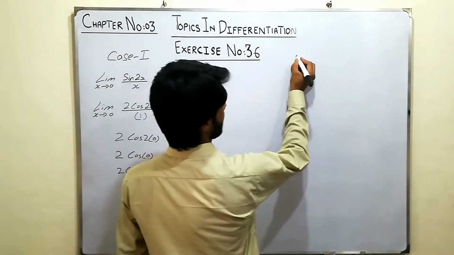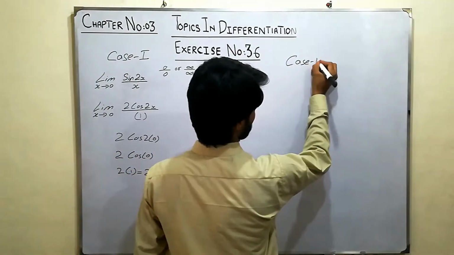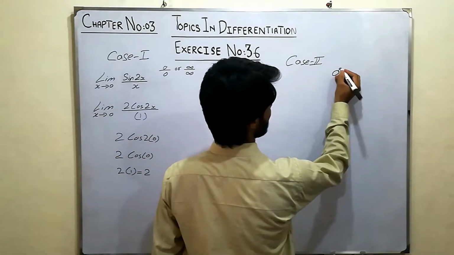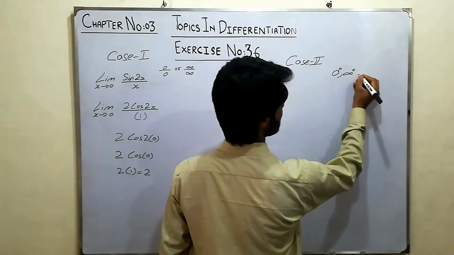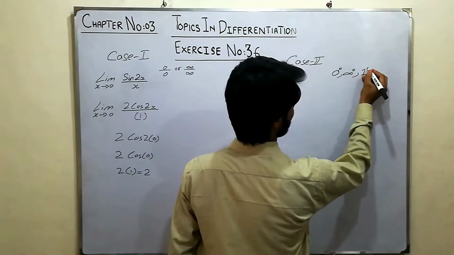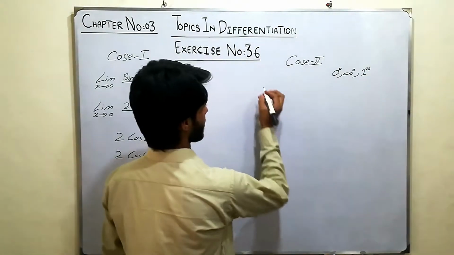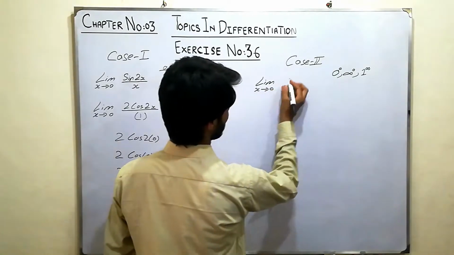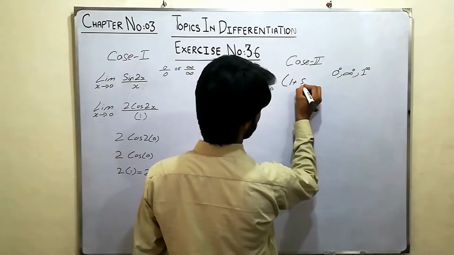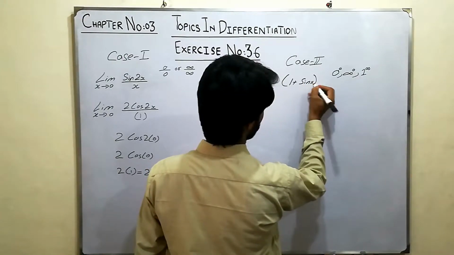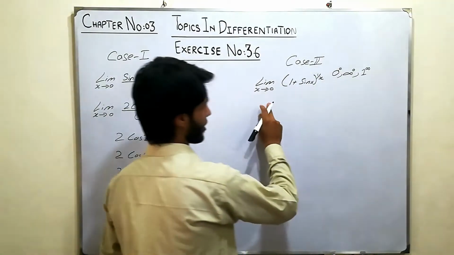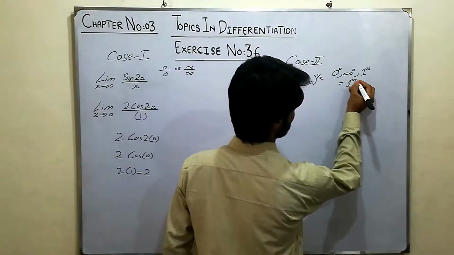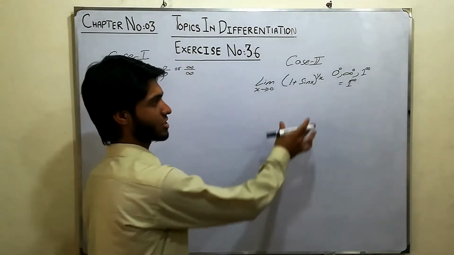And case 2. For case 2 we have the forms 0 power 0, infinity power 0 and 1 power infinity. Let's suppose we take a function, limit x approaches 0, (1 plus sin x) to the power 1 by x. If we put the limit in that function, we have the form of 1 power infinity.